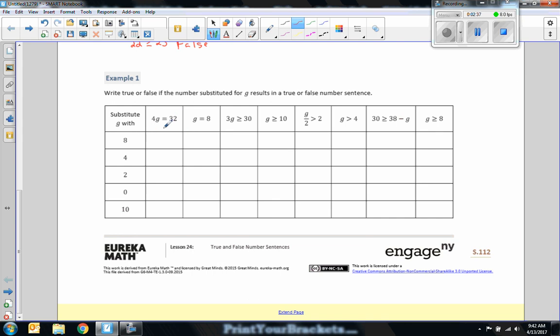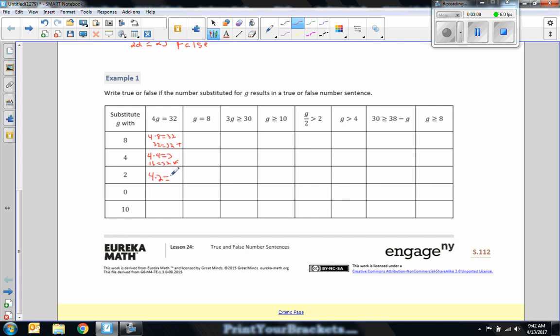So I'm going to substitute in 8 for G. So that would be 4 times 8 equals 32. 4 times 8 is 32. 32 equals 32. That is true. They aren't giving us a lot of room to do this. Okay, so I'm going to go vertically, and I'm just going to plug in different values for G. So then if I do 4 times 4 equals 32, that's 16 equals 32. That is false.